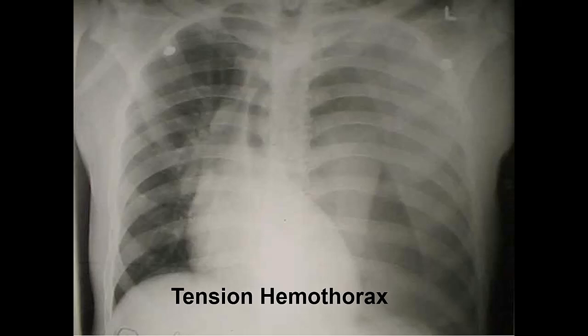Notice the lack of lung markings, but also notice that we can see a lot of fluid in there. So what we have here is a hemothorax, but not only a hemothorax, but the organs are being pushed to the right, so we have a hemothorax that is a tension hemothorax.